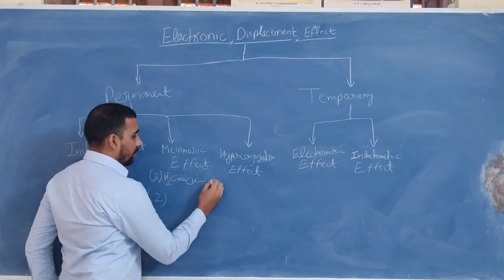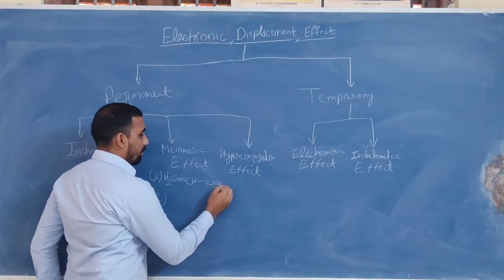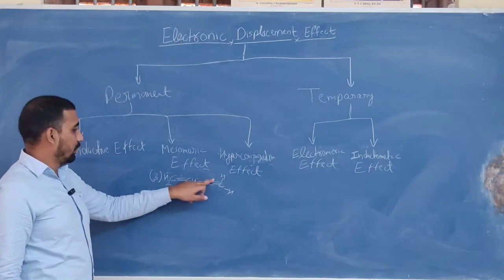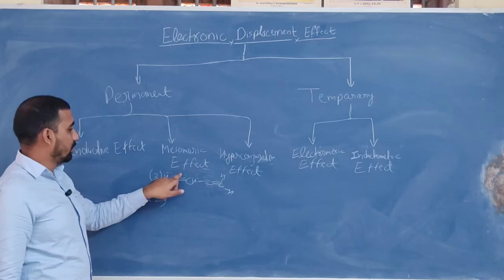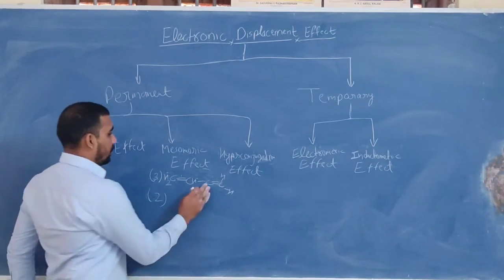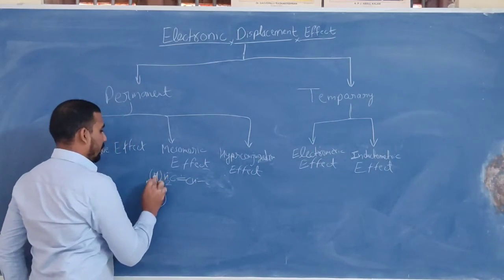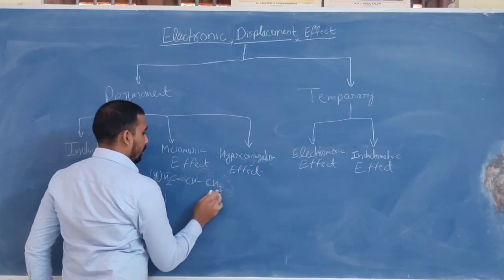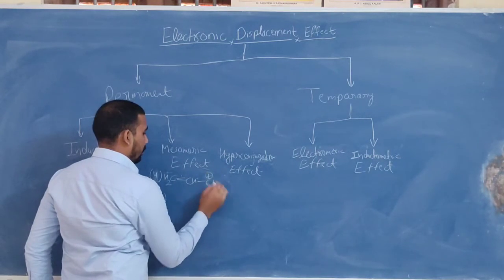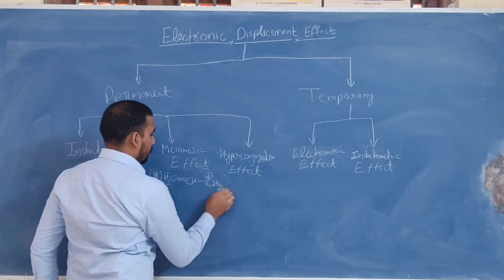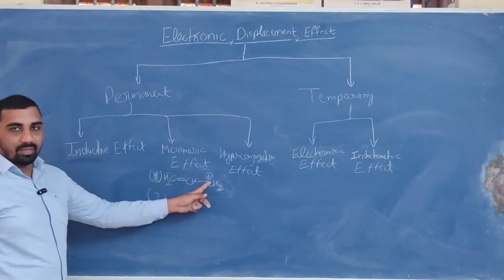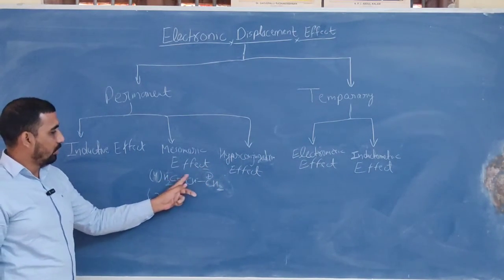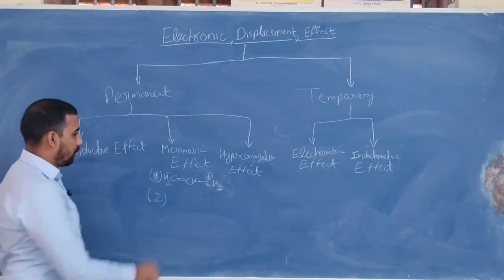The third case is if we have another pi orbital present here. Here also the electron can move like this. This is the third case. The fourth case is where we have some carbocation here. Now we have a vacant p orbital here, then the pi electron can move into this vacant orbital. This is our fourth case.